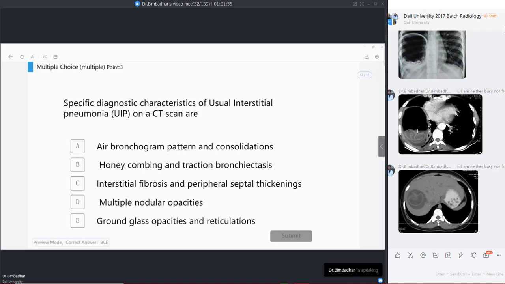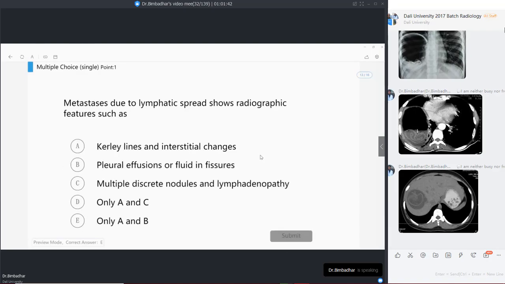Maybe this is a very classical question for most of the Indian guys, right? Okay, here. This is very characteristic. Do not ignore metastasis of the lungs. Metastasis due to lymphatic spread shows radiographic features such as Kerley lines, interstitial changes, then pleural effusions and fluid in the fissures. This is a very, very characteristic feature.